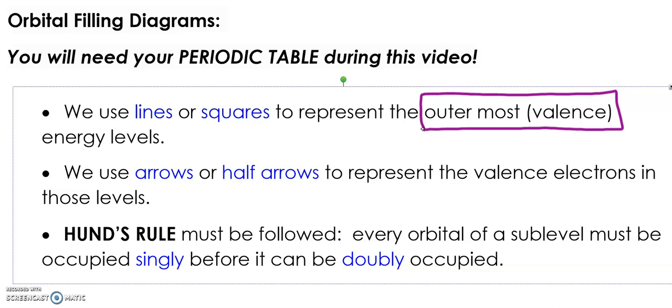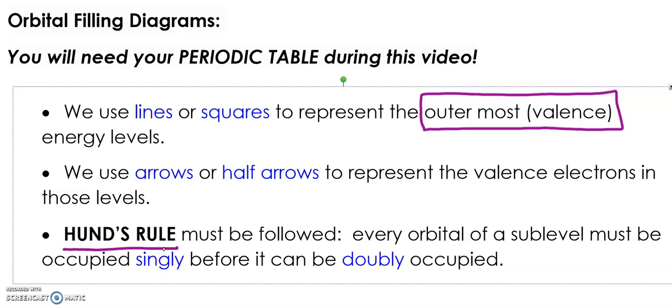All right, but the way we do this is we have to follow what we call Hund's rule. And Hund's rule says that every orbital must have at least one electron in it before it will have two. So it's got to be filled singly, so one, before doubly.